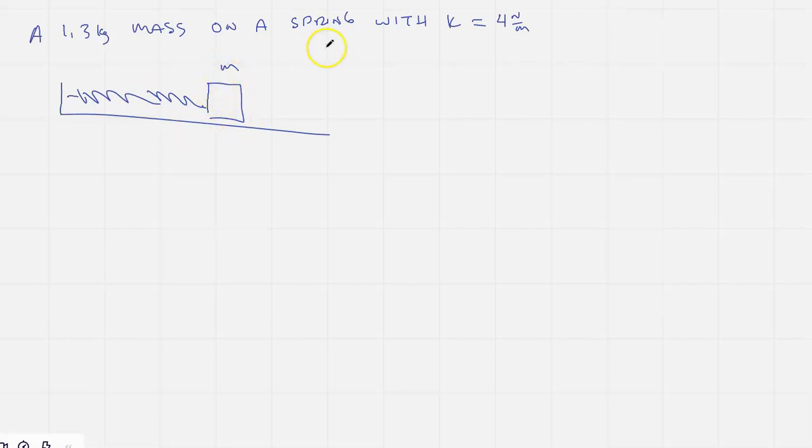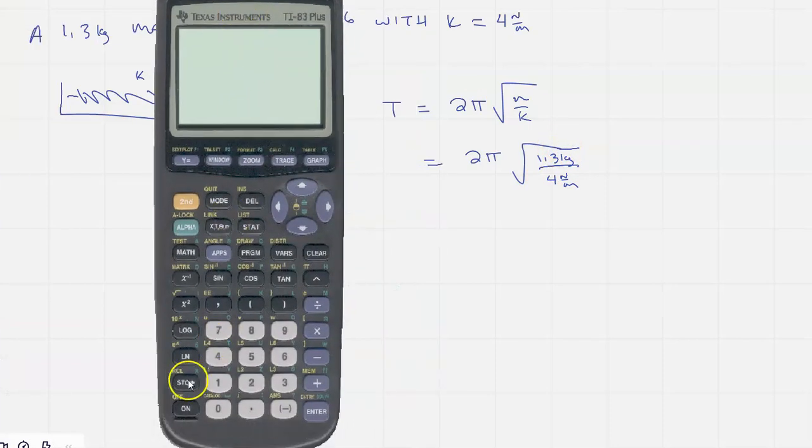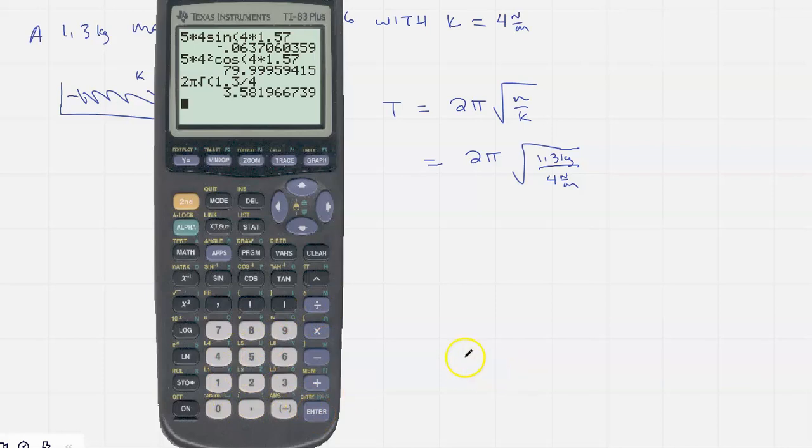I know the mass, I know the k, the strength of that spring right there. To find the period, I say T equals 2 pi square root m over k. So that's a simple matter to work out right there. My mass was 1.3 kilograms, and my k value on the bottom is 4 newtons per meter. And I can grab my calculator real quick and say 2 pi square root 1.3 divided by 4, which would be 3.58 seconds.